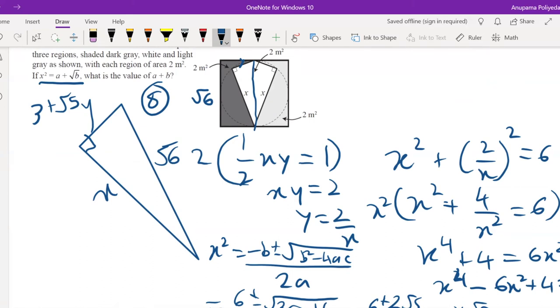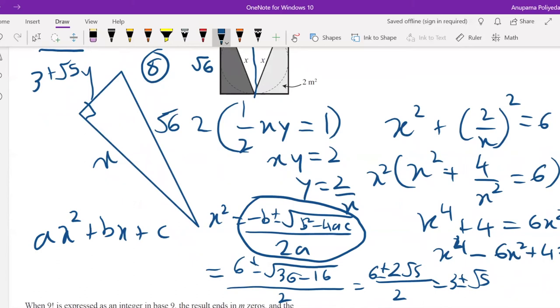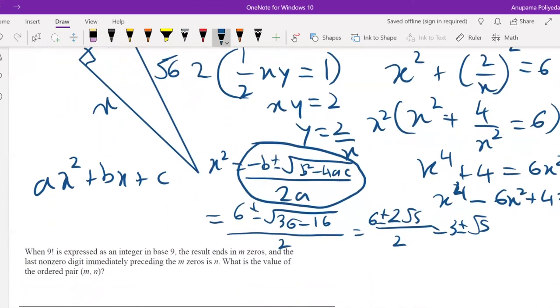Does anyone have any questions? Can you repeat the quadratic formula again? Yeah, the quadratic formula is negative b plus or minus the square root of b squared minus 4ac, over 2a, because the general form for a quadratic is ax squared plus bx plus c, so a, b, and c are the coefficients. Okay.